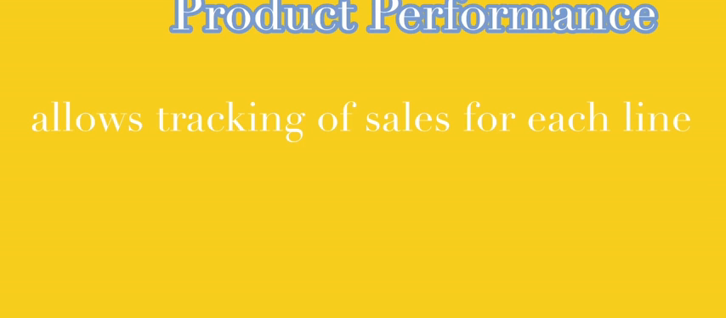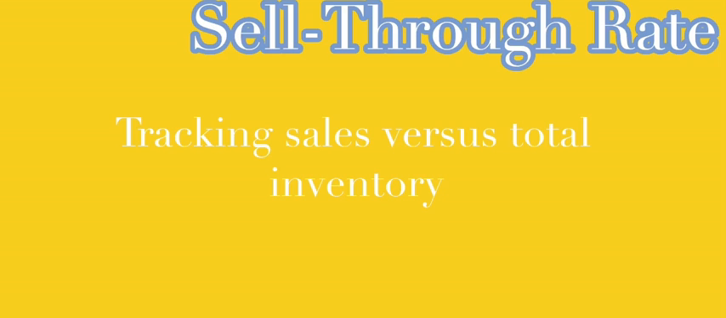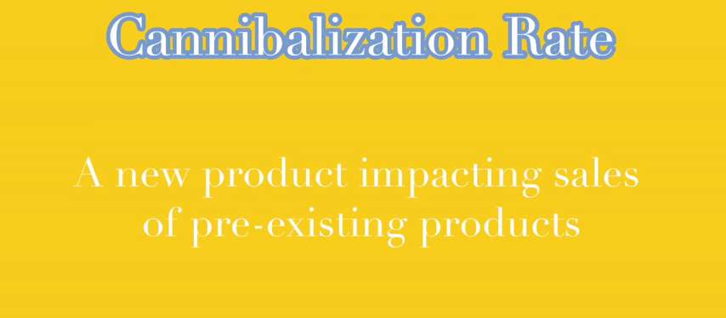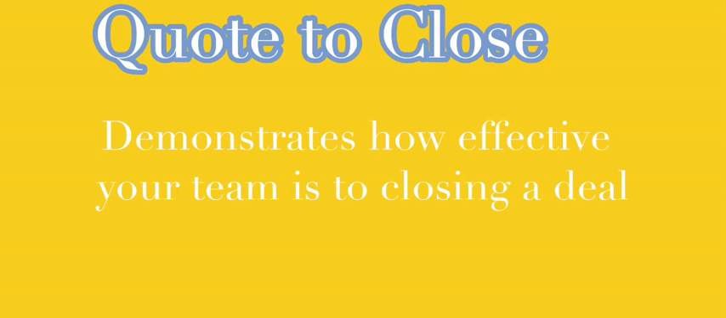Product performance allows you to track sales for each line that you have put out. Lead conversion rate continuously optimizes performance to steadily improve customer experience. Next is sell-through rate. Sell-through rate is tracking sales versus total inventory. After that is cannibalization rate. Cannibalization rate is how a new product would impact sales for an already existing product. After that is quote to close. Quote to close demonstrates how effective your team is at closing a deal.